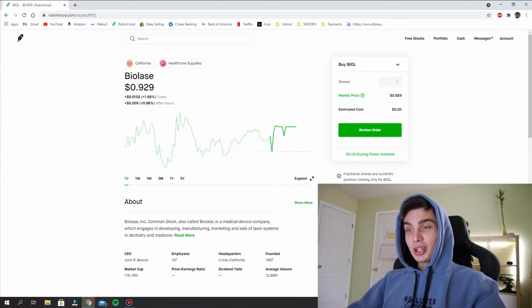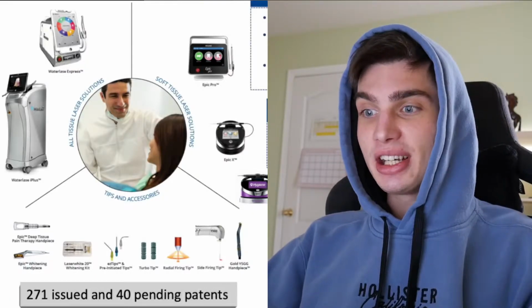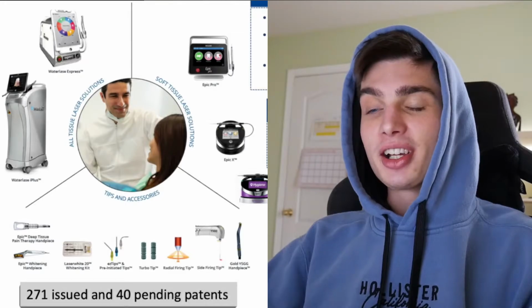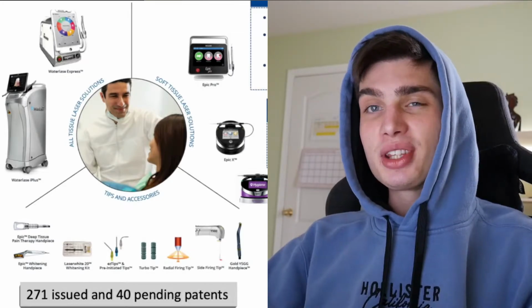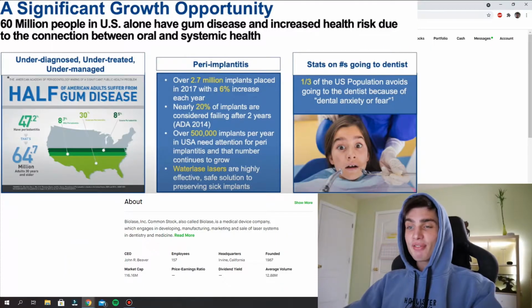Now, speaking of which, they also have over 270 different patents and they are expected to get 41 more once they get accepted. The thing is, they have huge potential with the current market because there are over 50 million people and counting in the US that have gum disease, and that is growing very fast. And this is a very fast growing market.